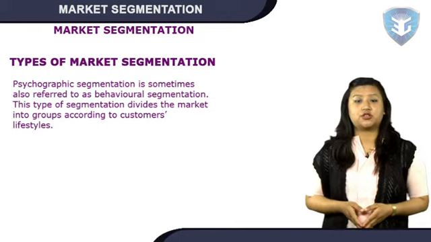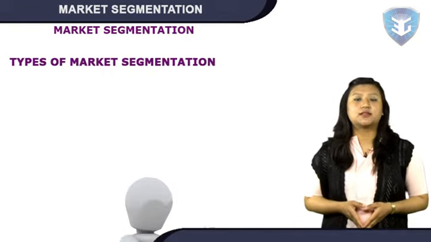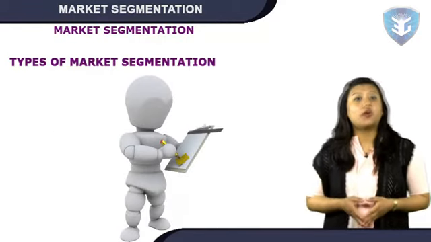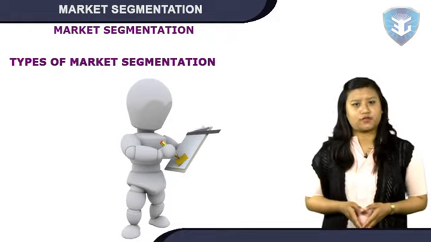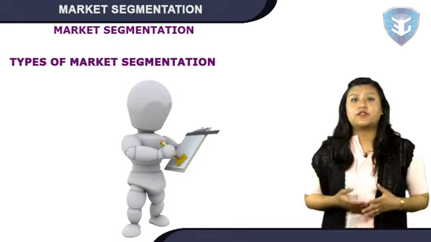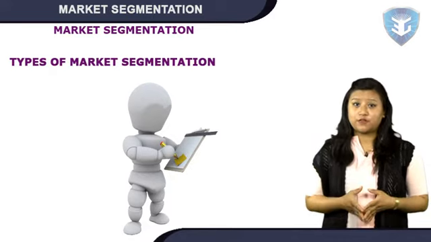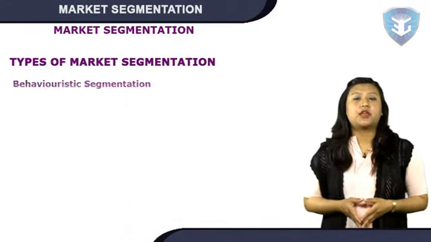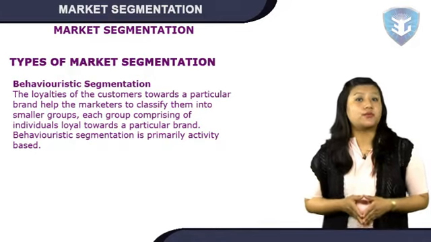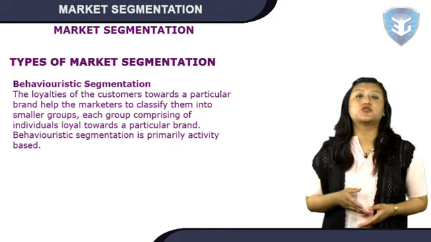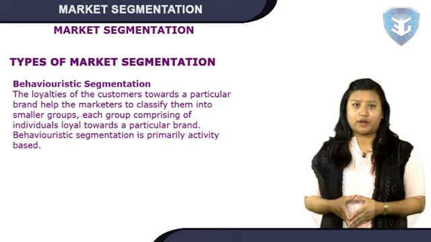This type of segmentation divides the market into groups according to the customer's lifestyle. It considers a number of potential influences on buying behavior, including the attitudes, the expectations, and the activities of the customers. If these are known, then products and marketing campaigns can be customized so they appeal more specifically to customer motivations. Behavioristic segmentation. The loyalties of the customers towards a particular brand help the marketers to classify them into smaller groups, each group comprising individuals loyal towards a particular brand.